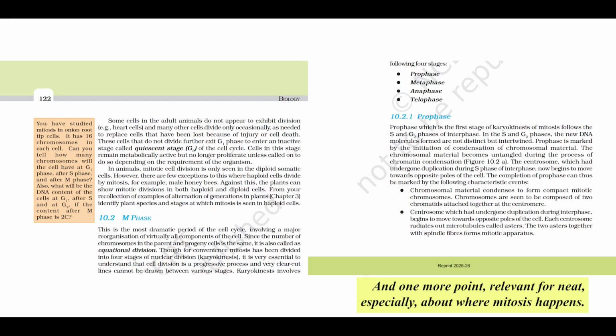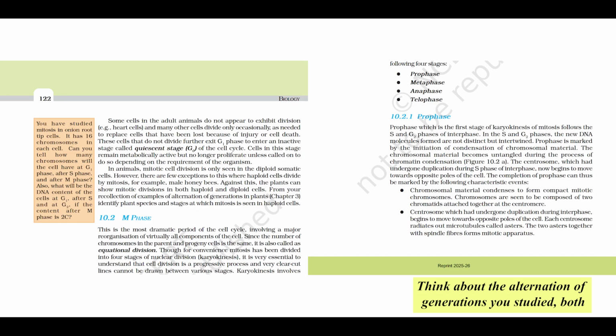And one more point, relevant for NEET especially, about where mitosis happens. In animals, it's typically only in diploid somatic cells, but there are exceptions. Male honeybees, which are haploid, actually undergo mitosis to make sperm. Haploid mitosis, interesting. Yes. Whereas plants, they're more flexible. Plants show mitotic divisions in both haploid and diploid cells.